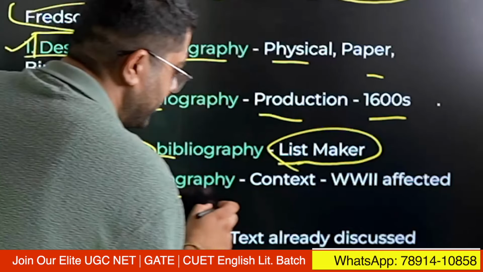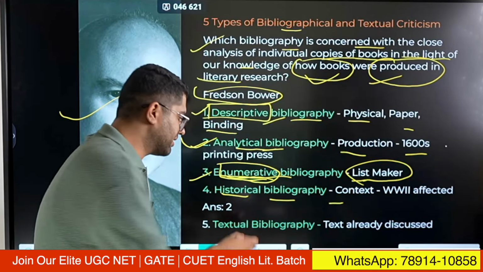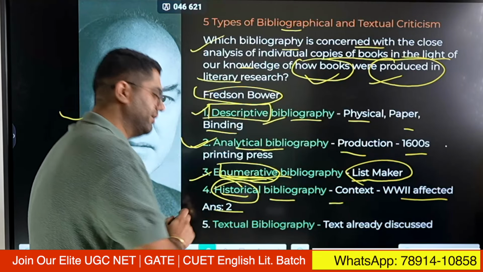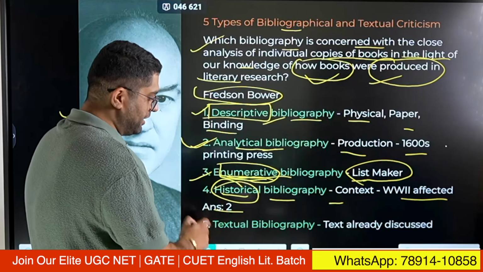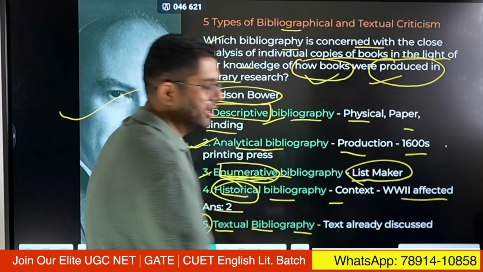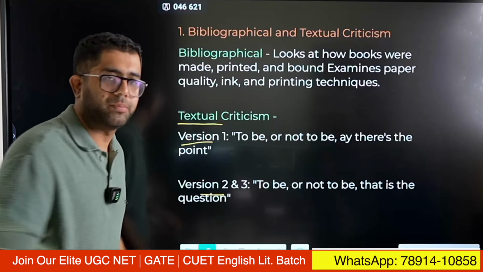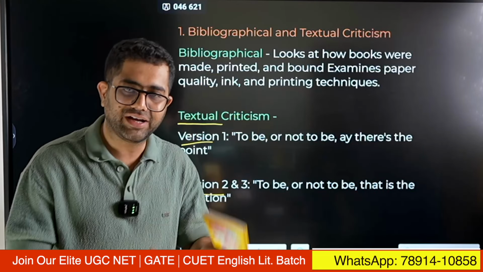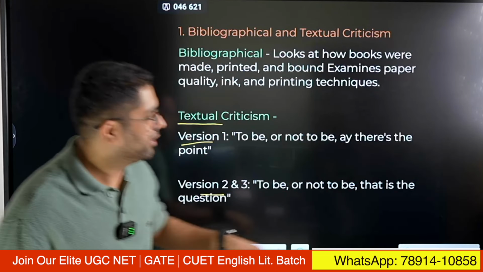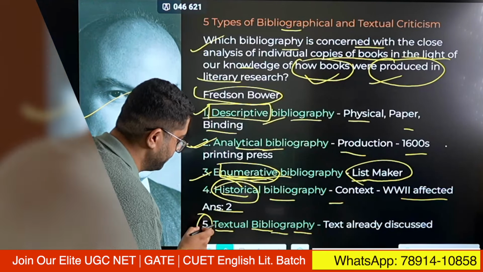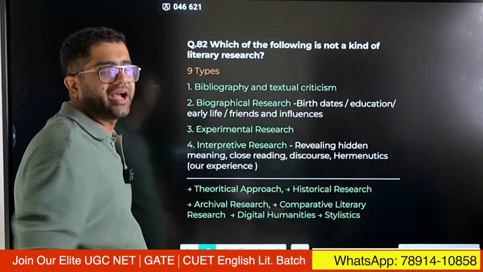Then we have historical bibliography, how history affected printing, how World War II affected printing. Then the fifth one, which is not mentioned here, textual bibliography. In textual bibliography, we have already discussed the versions of Shakespeare's manuscripts, how manuscript 1 used to look, how manuscript 2 used to look, how manuscript 3 used to look. So that is the textual bibliography. Okay, let me erase everything. Now here is the question, which of the following is not a kind of literary research?